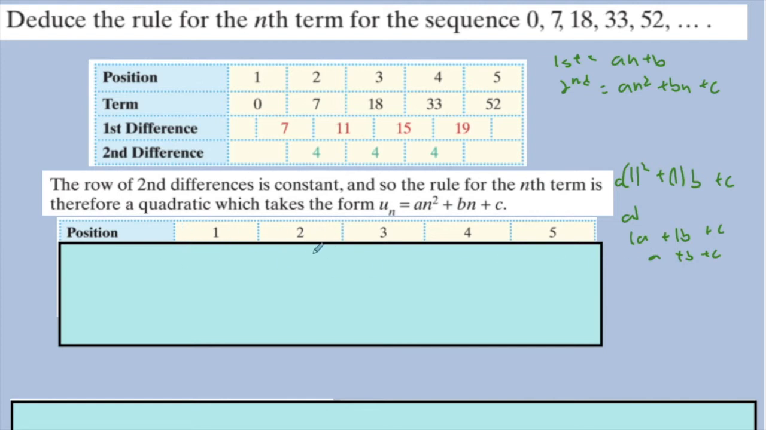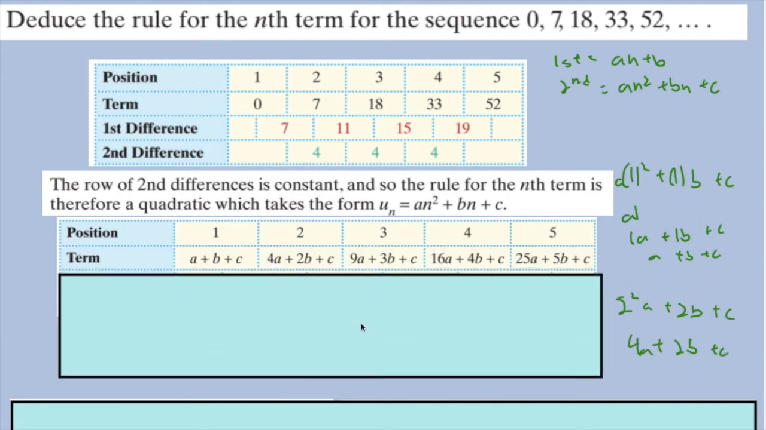In the second one, we're going to do the same thing. It's 2 squared a plus 2b plus c, so 4a, sorry, 4a plus 2b plus c. We're going to do that for all of these, and we get this right here.